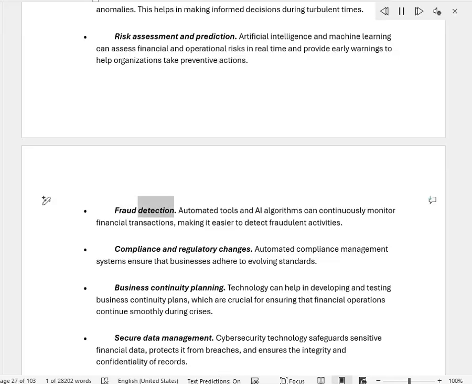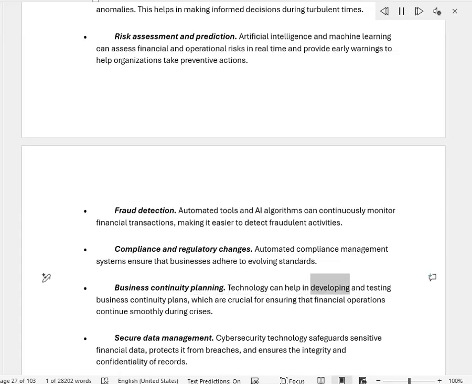Fraud detection. Automated tools and AI algorithms can continuously monitor financial transactions, making it easier to detect fraudulent activities. Compliance and regulatory changes. Automated compliance management systems ensure that businesses adhere to evolving standards. Business continuity planning.